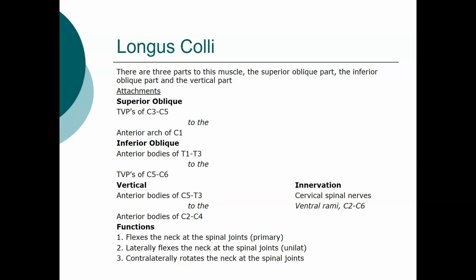So the superior oblique arises from the transverse processes of C3 to C5 and goes up to the anterior arch of C1. The inferior oblique arises from the anterior bodies of T1 to T3 to the transverse processes of C5 to C6, and the vertical, which lies between the superior and inferior oblique components, arises from the anterior bodies of C5 to T3 to the anterior bodies of C2 to C4.